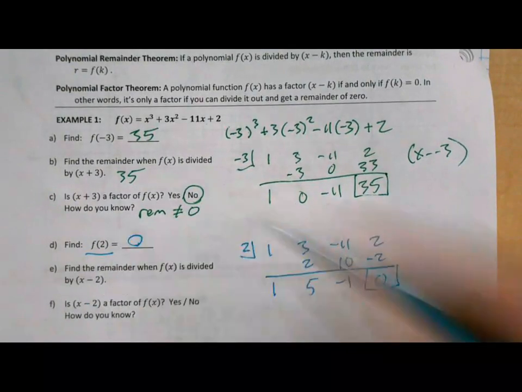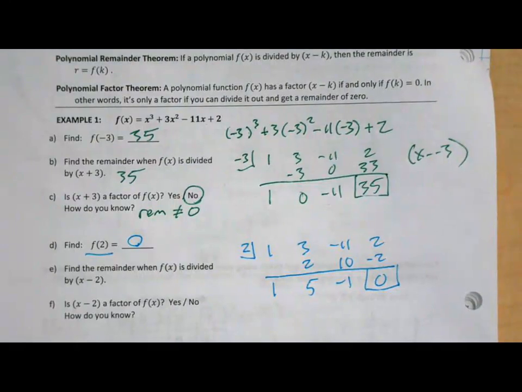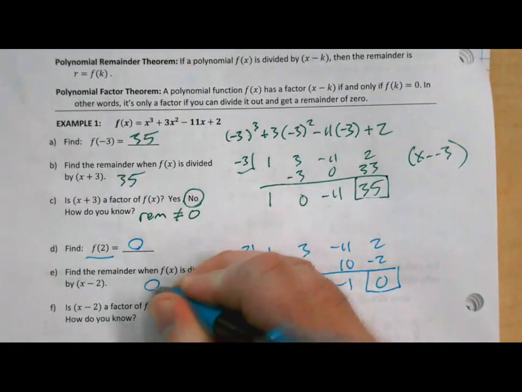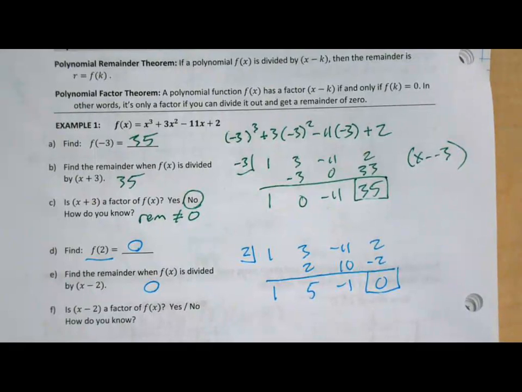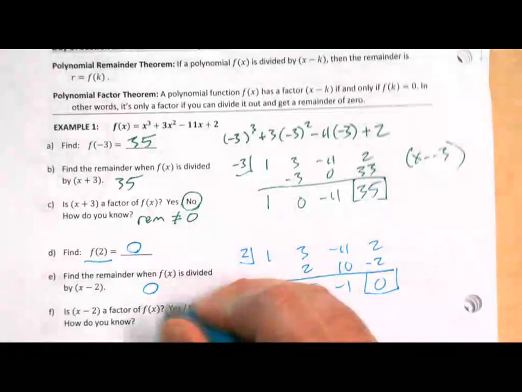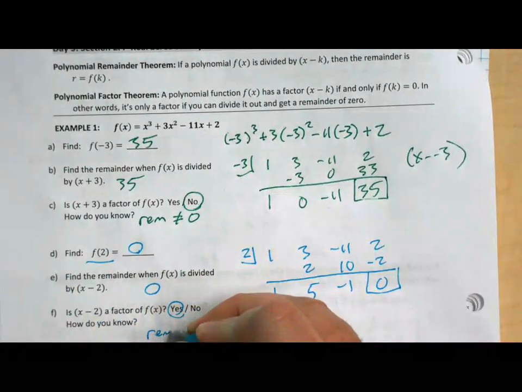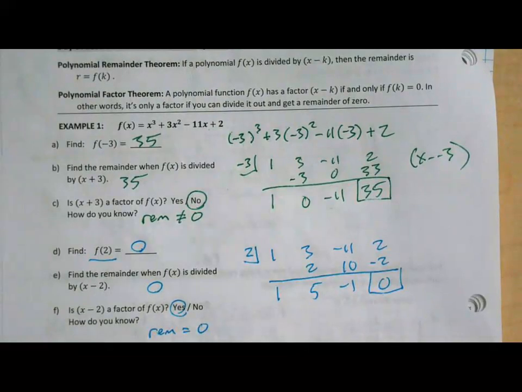You guys coming up with 0? Aha, so f of 2 is 0. That means the remainder is 0, which means, is it a factor? Yes or no? Yes. Yes, how do we know? Because the remainder is equal to 0.